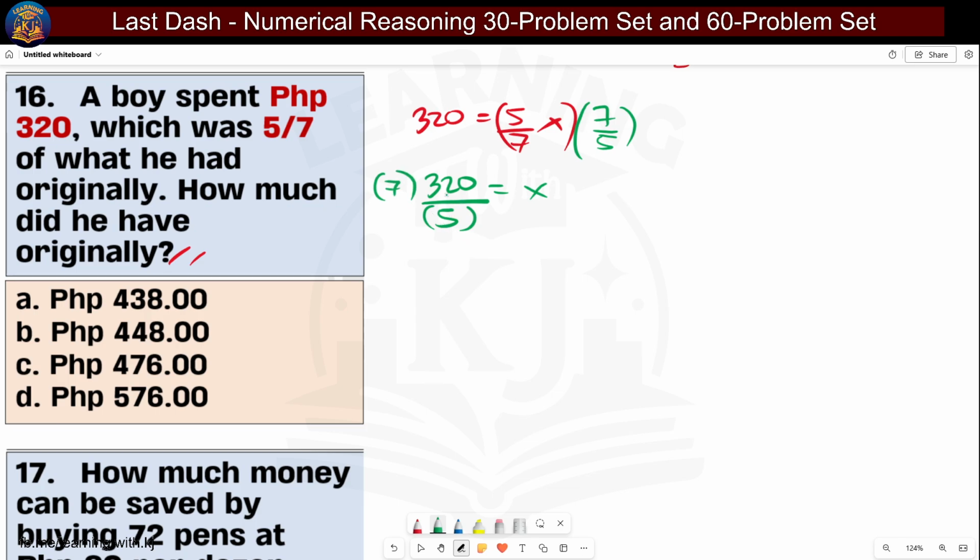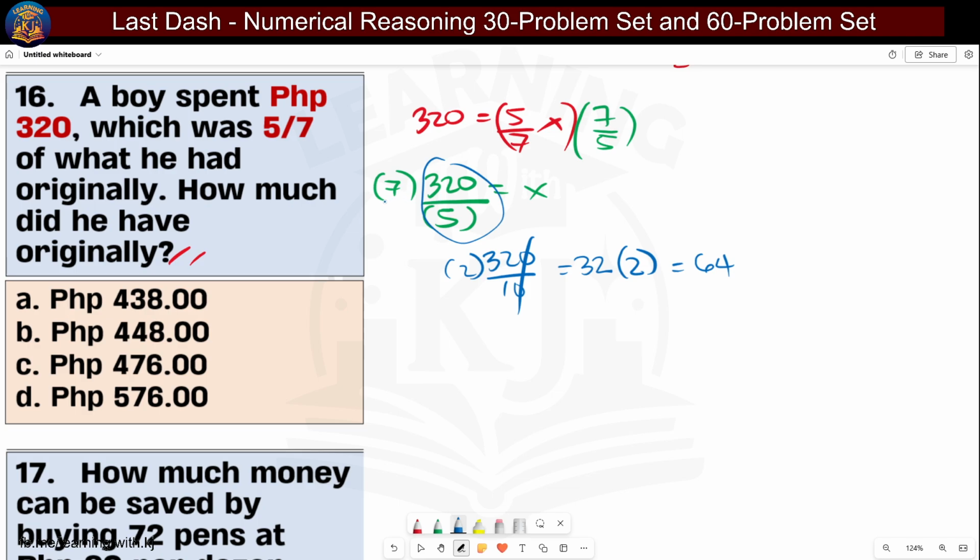Now, sabi ko kanina, ito muna yung uunahin natin. Okay? Ito muna. Ito ang pinakamadali. 320 divided by 5, any number divided by 5 is equal to divided by 10 times 2. Okay? So, 320 divided by 10, this will be 32. Okay? This will be 32 times 2 niya pa. We have 2 here. So, 32 times 2, this is equal to 64.